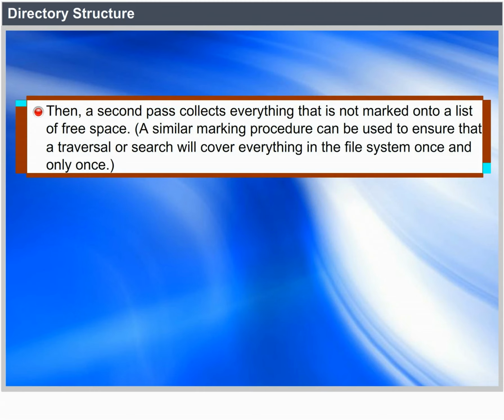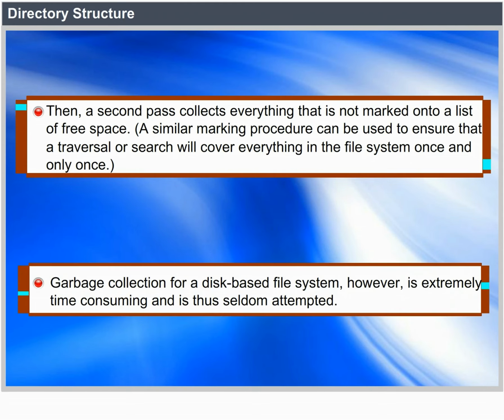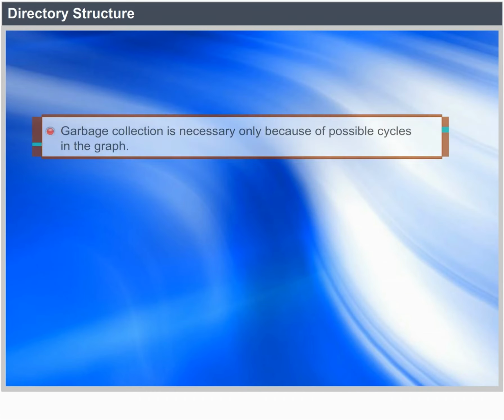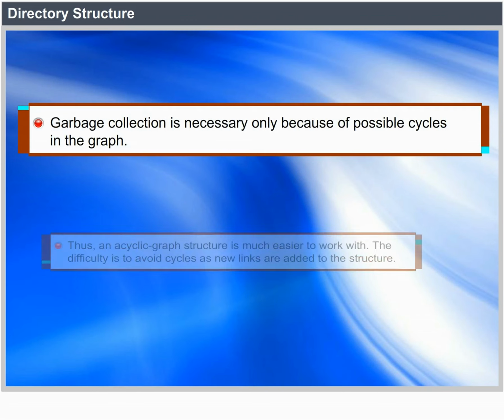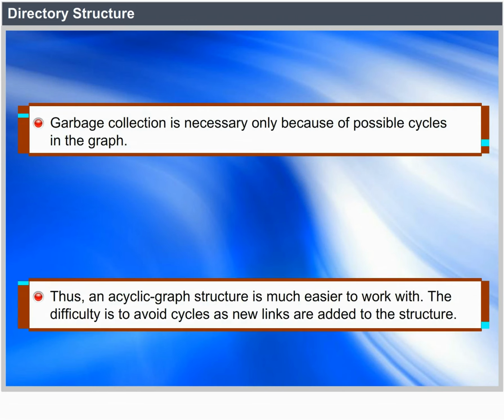A similar marking procedure can be used to ensure that a traversal or search will cover everything in the file system once and only once. Garbage collection for a disk-based file system, however, is extremely time-consuming and is thus seldom attempted. Garbage collection is necessary only because of possible cycles in the graph. Thus, an acyclic graph structure is much easier to work with. The difficulty is to avoid cycles as new links are added to the structure. How do we know when a new link will complete a cycle?